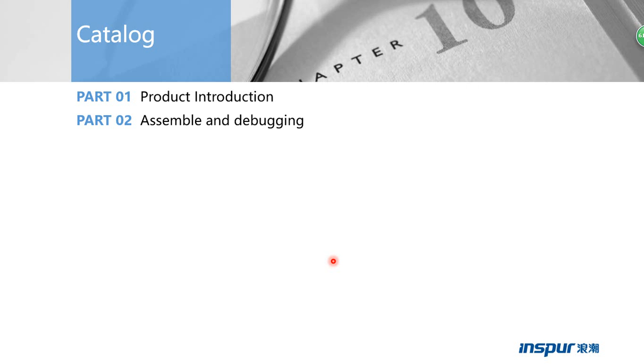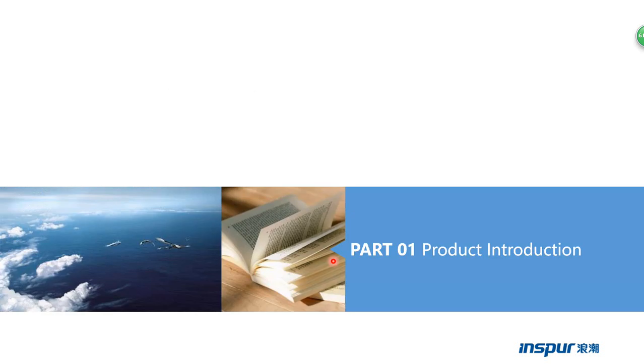Part 2, assembly and debugging. In this part, I will introduce how to assemble and disassemble the parts of the server, for example, the motherboard, the hard drive backplane, the power supply module, and others. After part 2, I think everyone needs to master the installation of the server parts. Okay, let's go to the next page. Let's start part 1, product introduction.